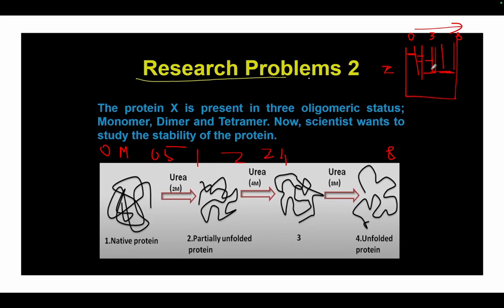So I can do this with multiple proteins and study the amount of urea required for denaturation. That will give me an idea of which protein is more stable and which protein is less stable. Okay?